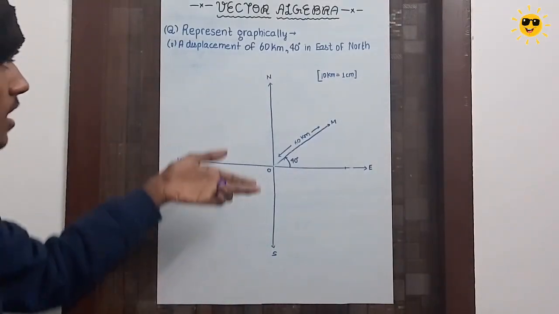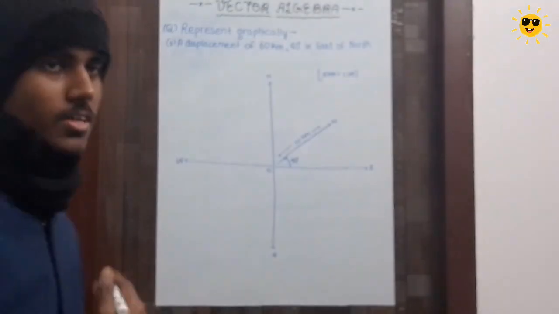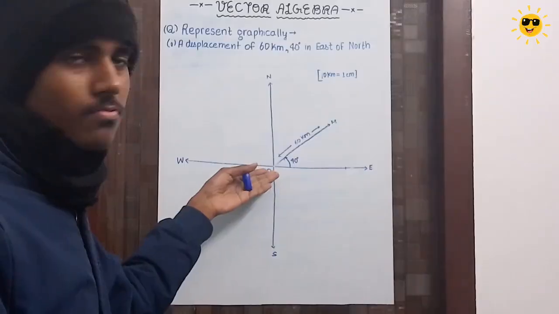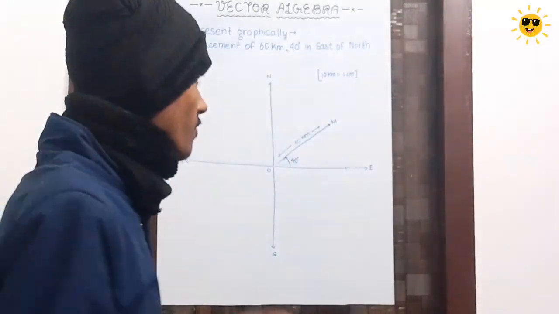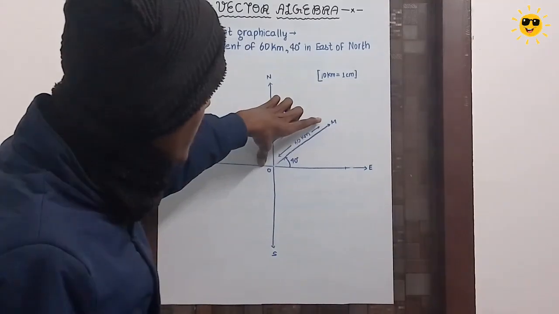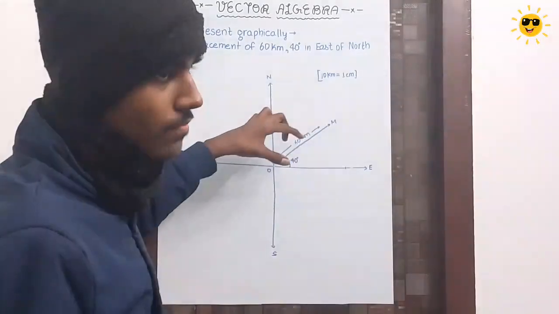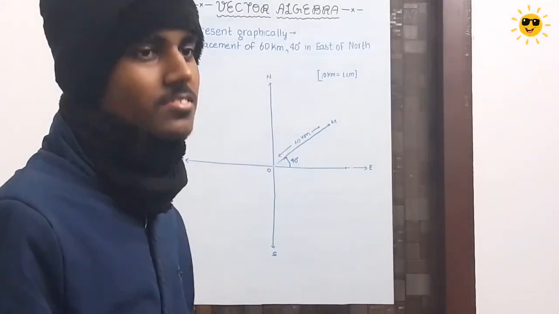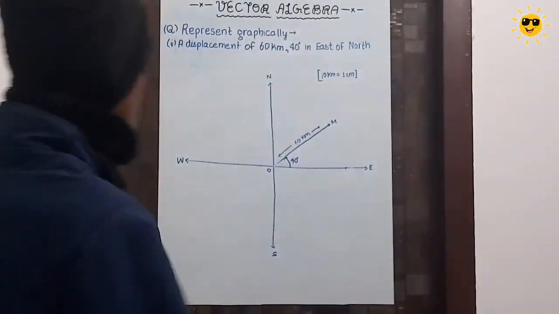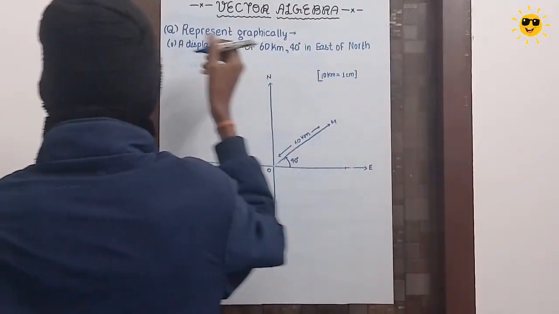That's it. This is how we represent a vector on a graph: a point from where it begins, and an arrowhead, which is called the terminal point, where it ends. The length of the arrow is the magnitude of the vector, and the sense of direction represents the direction, which is of course east of north.